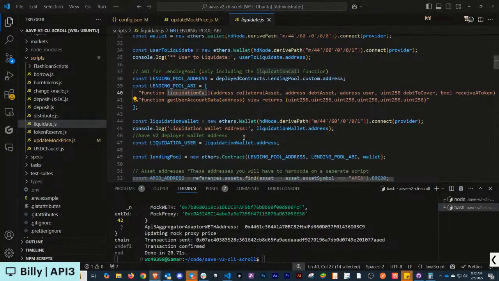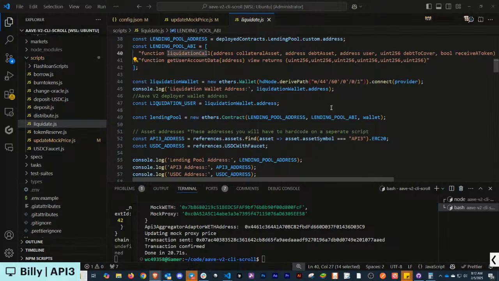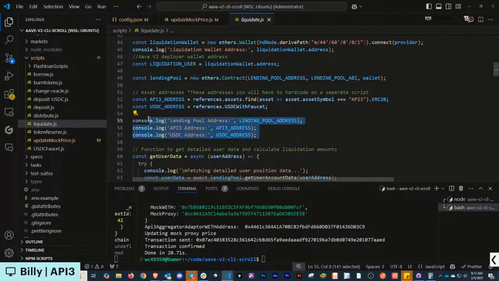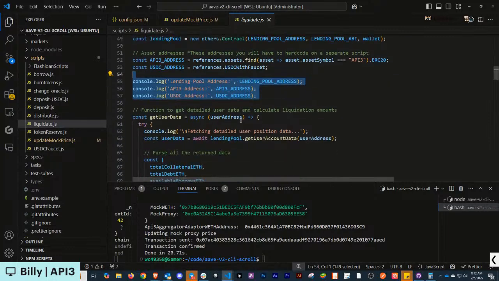That's it. And so now we set up our liquidation wallet, right? We just get this all up and running, creating our object. And now we're saying, okay, this is the contract address for our API3 token, and this is the contract address for our USDC token. And then I just make sure that all the contract addresses are looking correct based on those two sources. And then I'm going to get the user data, right?